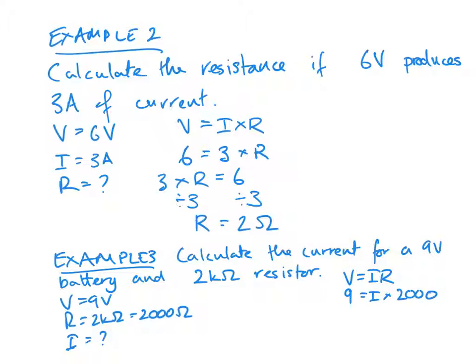Trying to get I on its own, so this is not such an obvious number. Do you agree with that? So I'm going to go through all the steps. Swap both sides first of all. If 9 is equal to I times 2,000, then I times 2,000 is equal to 9. Now, how do I get rid of that times 2,000? Divide it by 2,000. And whatever I do to one side of a formula, I've got to do to the other. So you get your calculator out and you do 9 divided by 2,000 and it will give you a very small answer. Something like that.